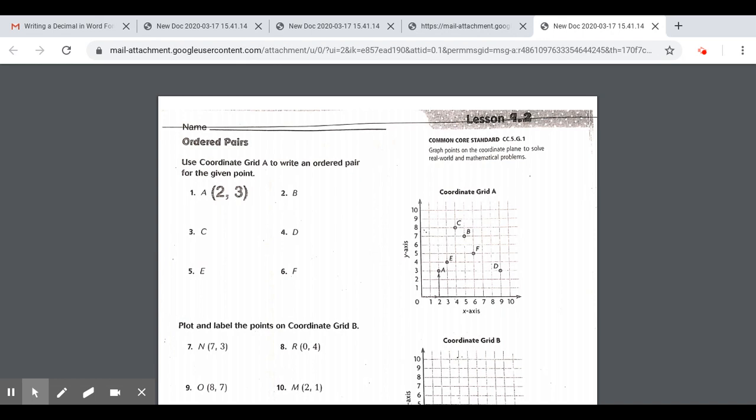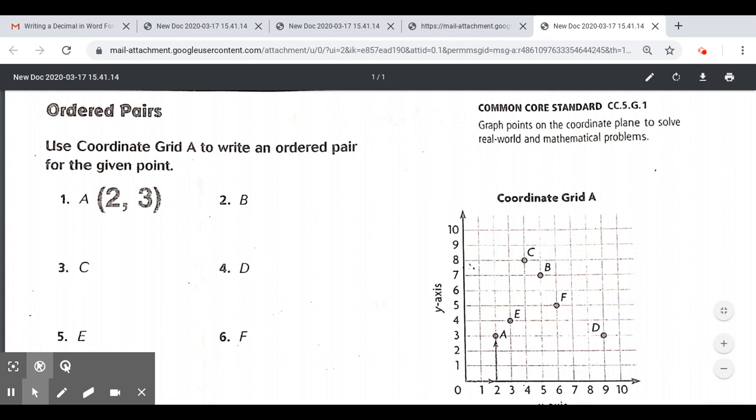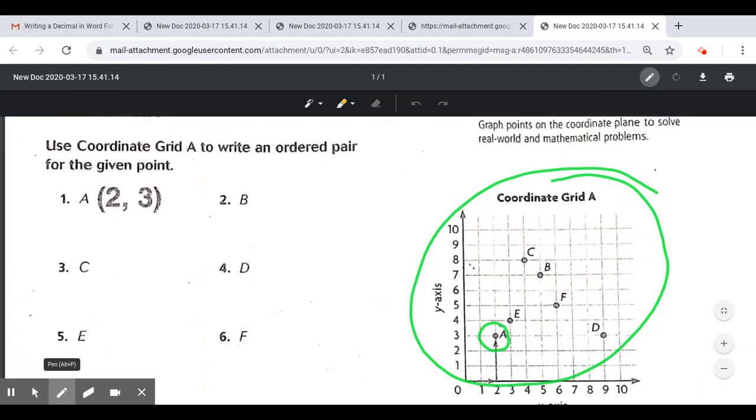All right, so we're going to go ahead and get started with the workbook page. It is titled Ordered Pairs, and the page is page 185. The first set of directions say, use coordinate grid A over here to the right to write an ordered pair for the given point. Number 1 is point A. We see that this is point A and it is at 2, 3. They've already written that in. We went over 2 and up 3 to get to point A. We're going to be kind of working backwards.